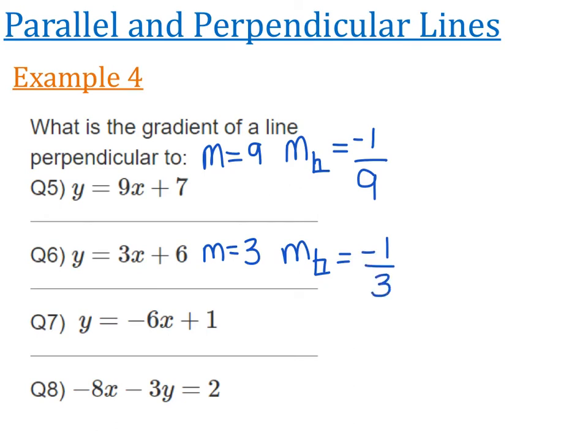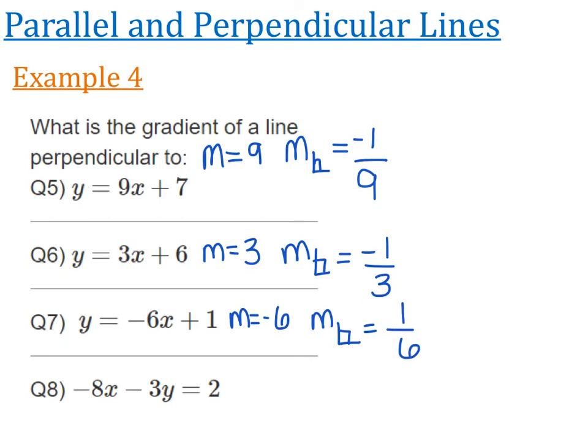All right, question 7, it says y is equal to minus 6x plus 1. So the gradient here is minus 6, and the gradient that's perpendicular is going to be 1/6. So when I multiply the minus 6 by negative 1, it goes back to just being normal old 6.